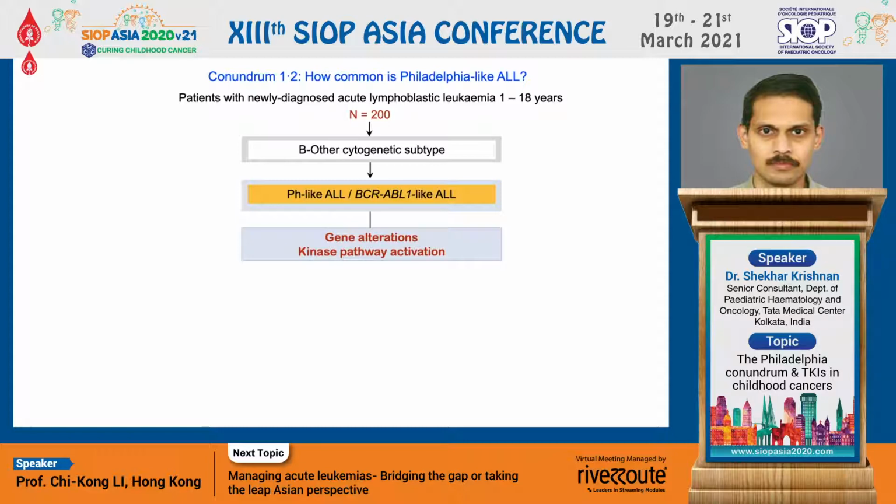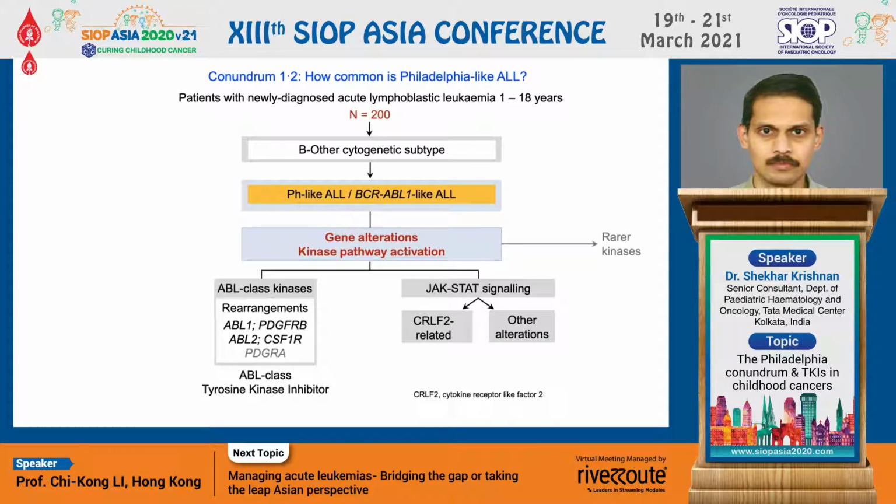Gene expression signature analysis is fraught with difficulty from a laboratory diagnostic point of view. So we look at more stable markers, which are gene alterations that define kinase pathway activation. When we do that, as I indicated earlier, we're left with three major classes. The first class is the ABL class kinases, which are rearrangements of genes in the ABL kinase pathway. These are targetable by the ABL class tyrosine kinase inhibitors, which you recognize as imatinib, dasatinib, nilotinib, and the other molecules in that family.